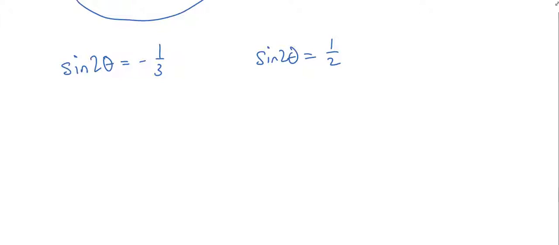Let's do the easy one first. I get 2 theta is. Wait, which one's these? Pi by 6, right?